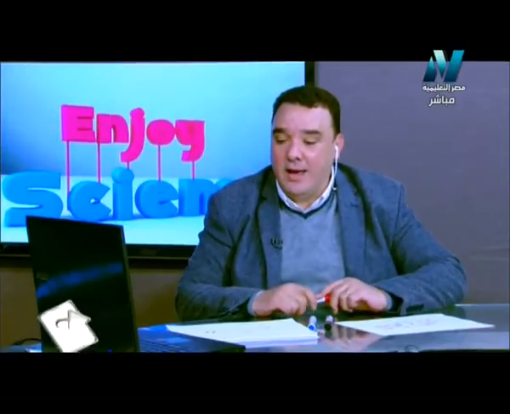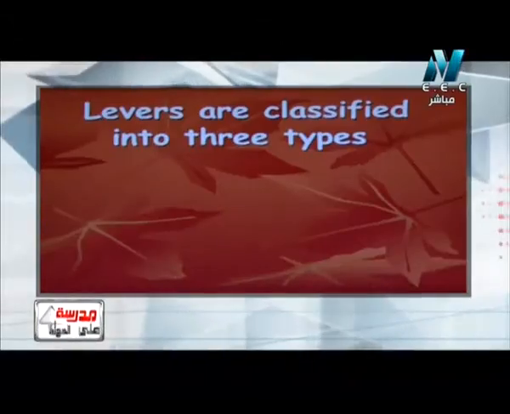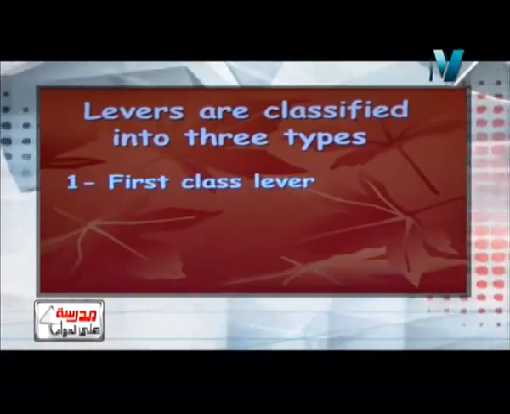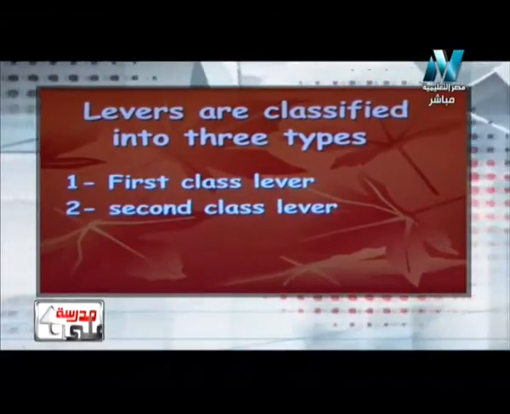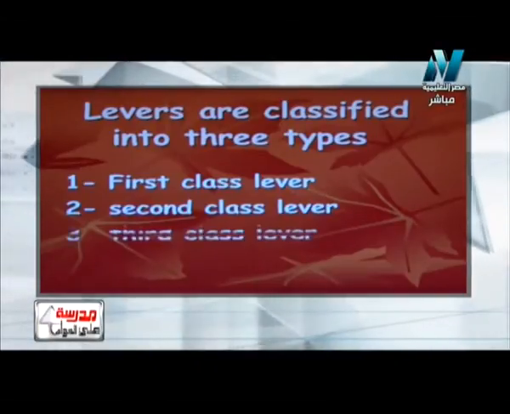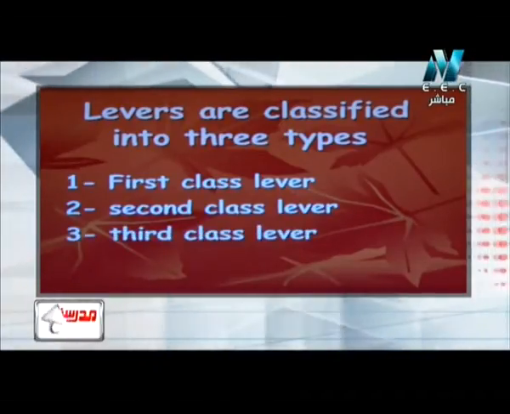So again, a lever is what? A lever is a rigid bar, straight or curved, that rotates around a fixed point called the fulcrum and is affected by 2 forces, which are the effort force and the resistance force. So levers, as we have studied, are classified into 3 types, which are first class lever, second class lever, and also third class lever.